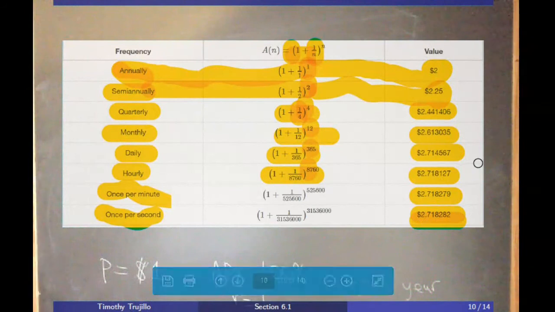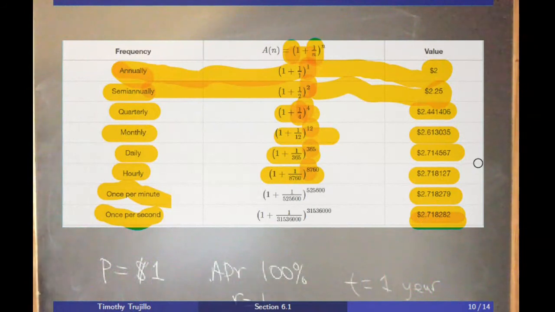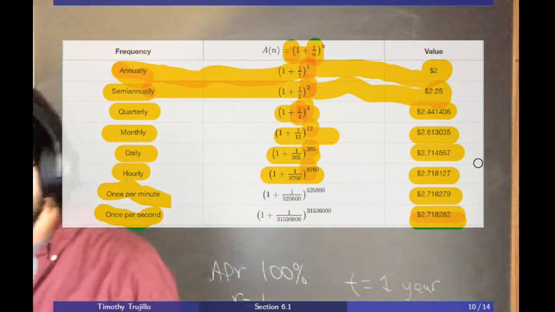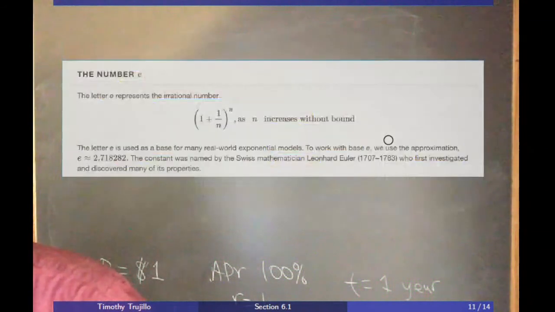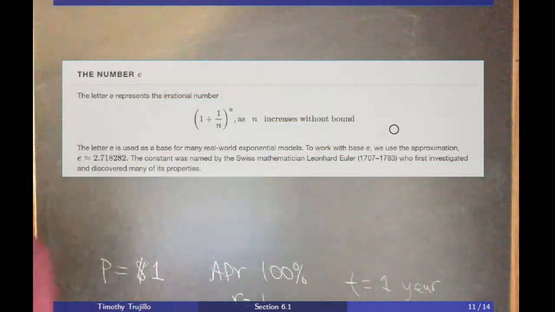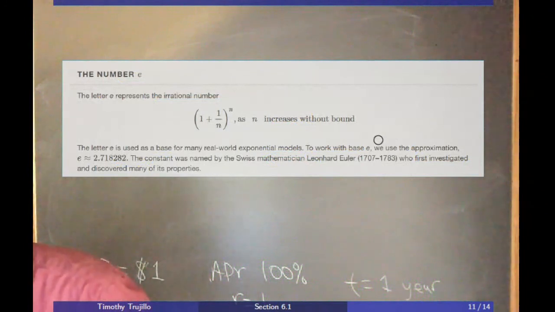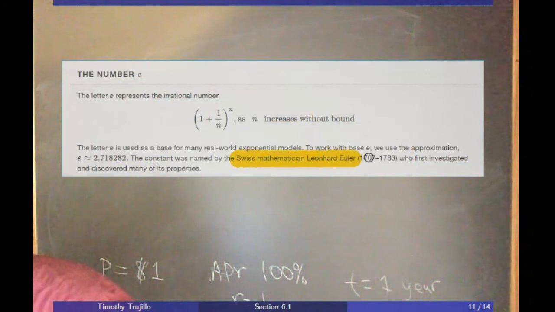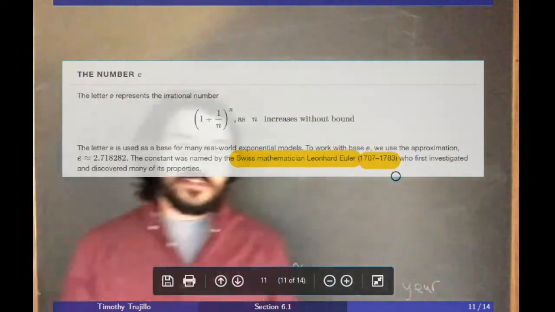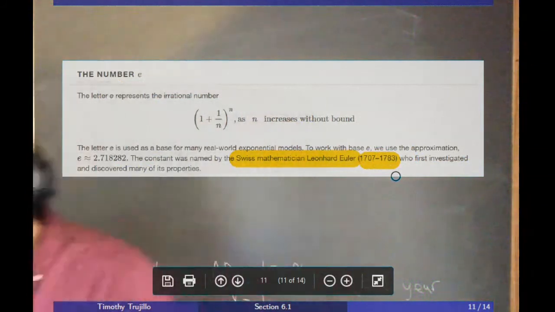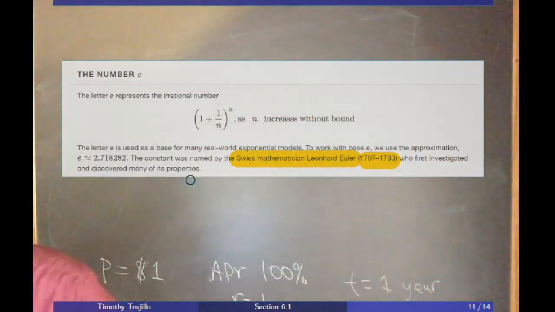2.718282. And this number shows up all over mathematics, and it's incredibly important to looking at exponential functions, and so we'll give it a name. It was heavily studied and first observed by a Swiss mathematician, Leonhard Euler, back in the 1700s. And it has lots of very interesting properties, and it's useful all over mathematics.